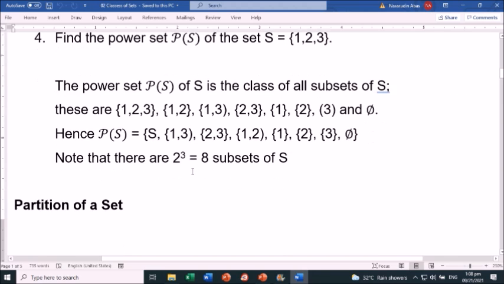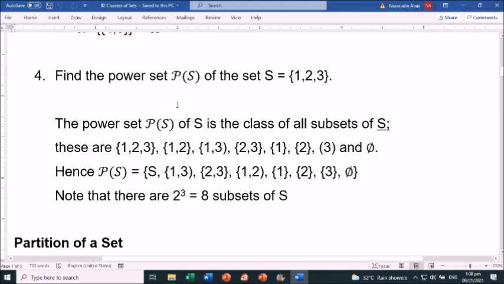Example number 4. Find the power set of the set S with elements 1, 2, and 3. So the power set of this S is the class of all the subsets of S. If we want to enumerate the subsets, we have the set containing 1, 2, 3, the set containing 1, 2, the set containing 1, 3, the set containing 2, 3, the set containing 1, the set containing 2, the set containing 3. And of course, last is the empty set. Hence, the power set of S is this one.